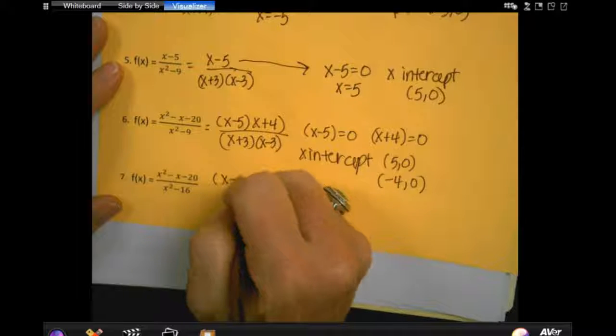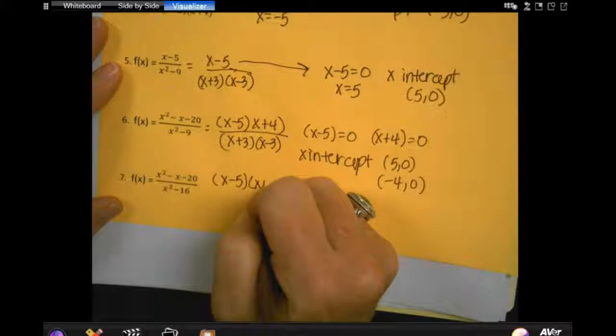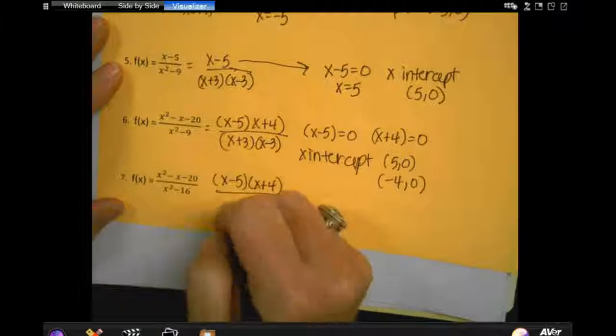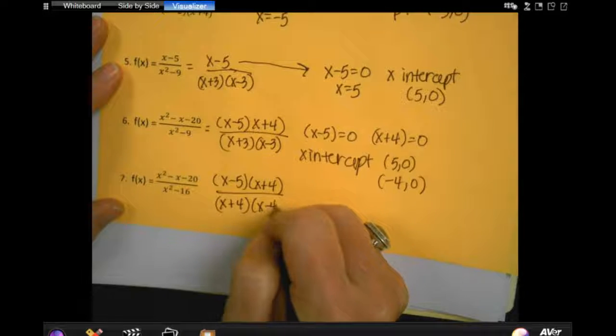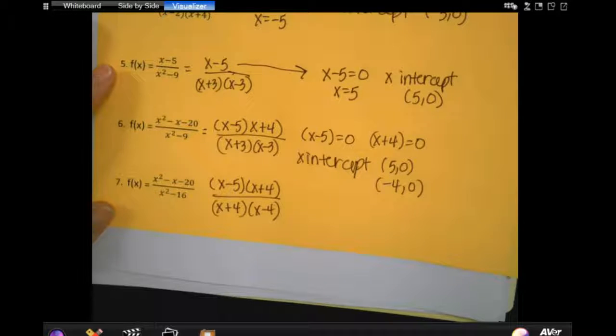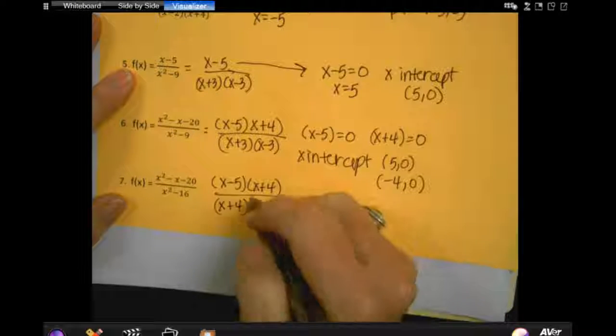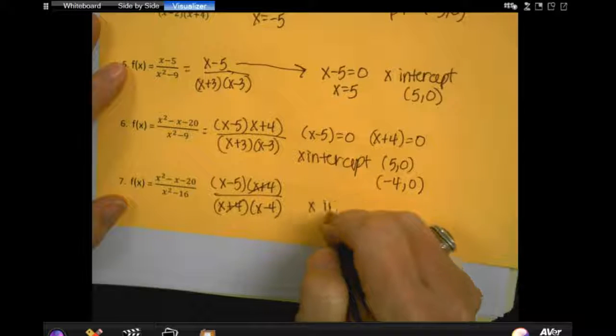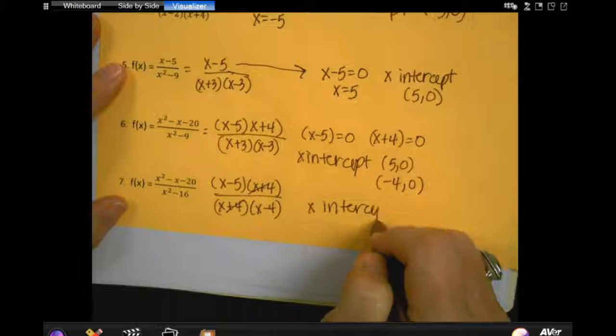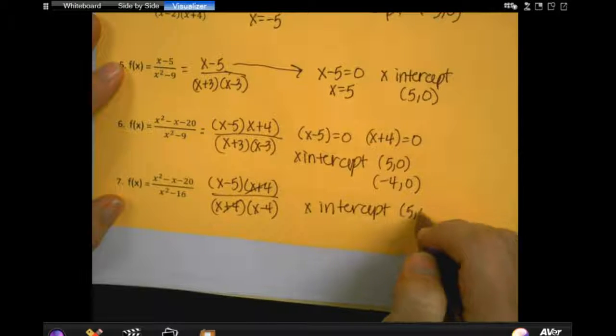So we already factored the top. It's x minus 5 and x plus 4. And this time on bottom, it's x plus 4 and x minus 4. So what cancels? The x plus 4 cancels. So that's a point discontinuity. So the only x-intercept I have is 5 and 0.